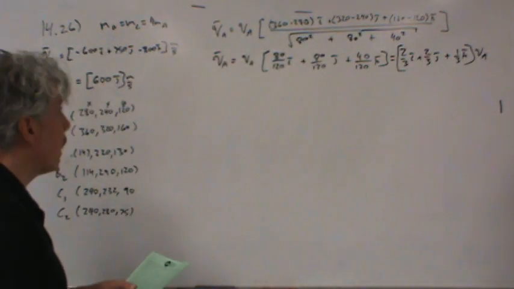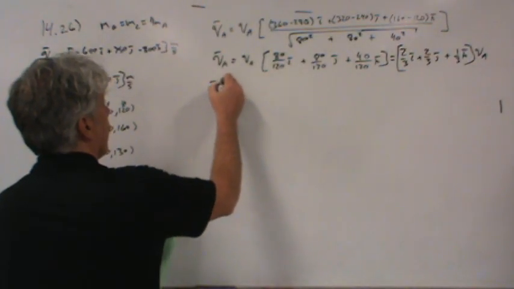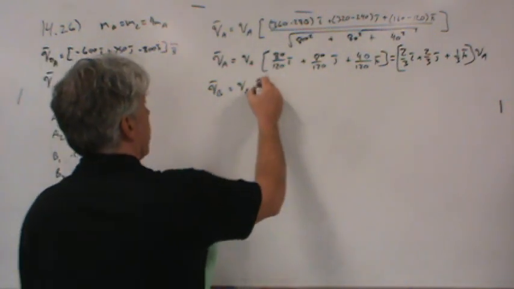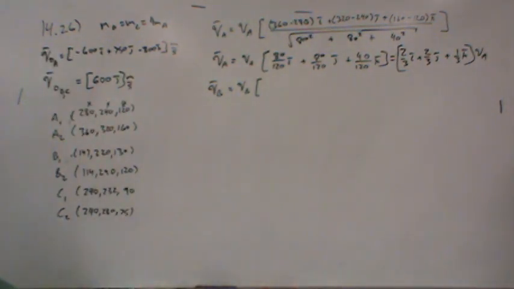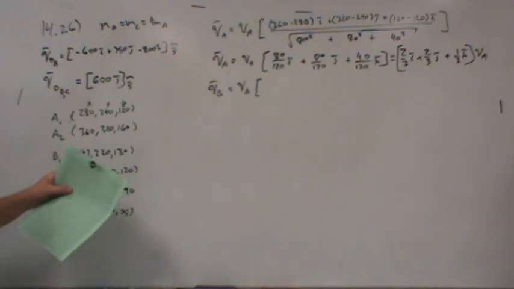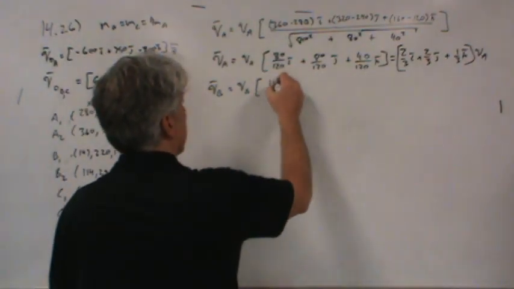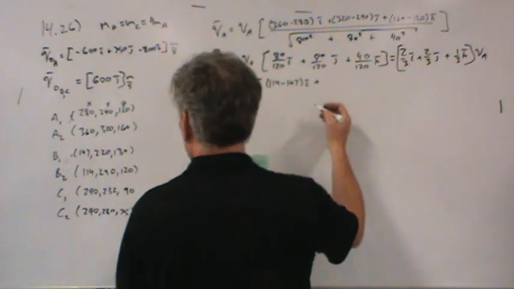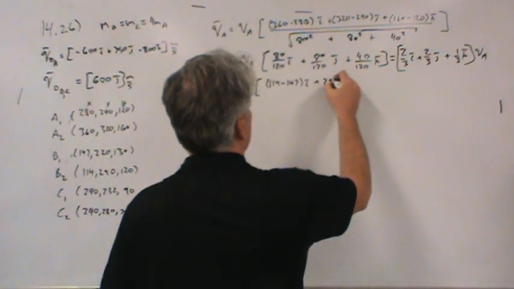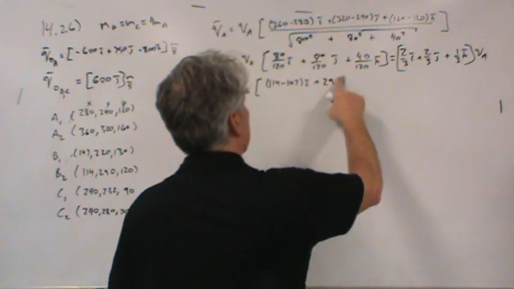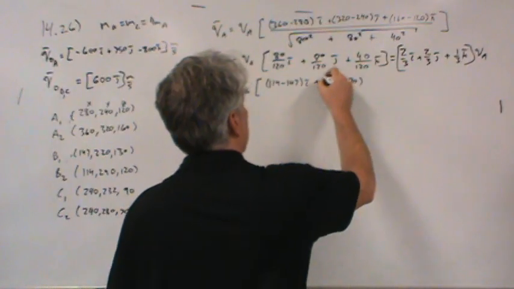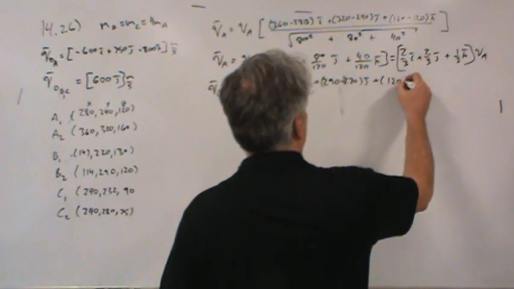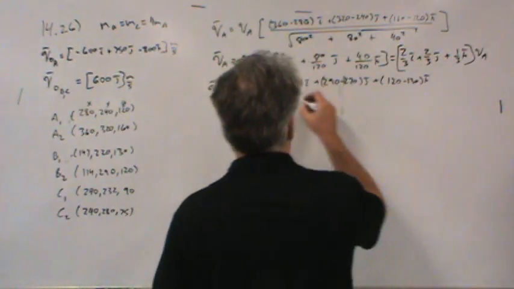Okay? Same thing for VB. VB is whatever the magnitude is. I don't know the magnitude yet. That's what we're looking for. But to get the direction of it, well, I'll take final minus initial. 114 less 147. That's in the i direction. Plus, let's see, 290 minus 220. That's in the j direction. Plus, let's see, 120 minus 130. And that's in the k direction.